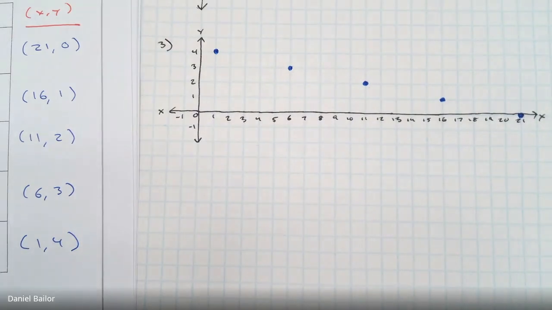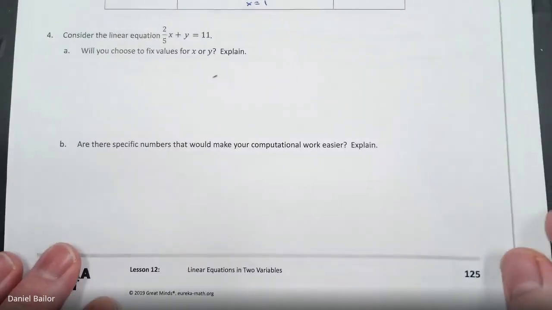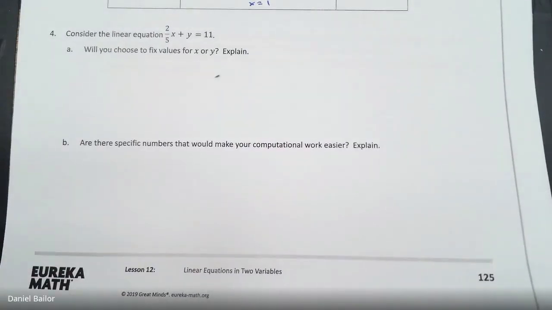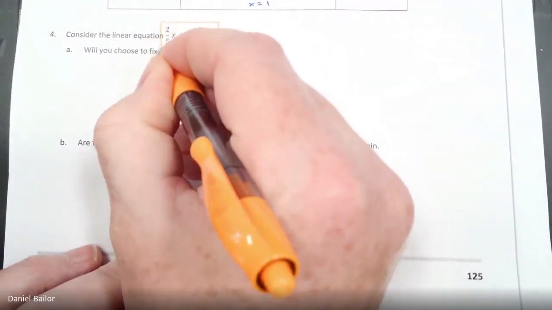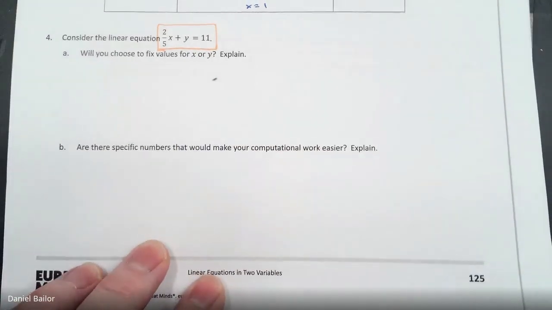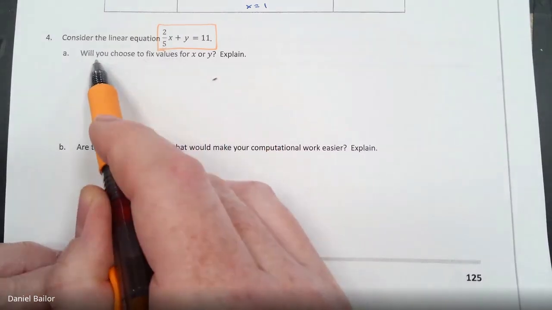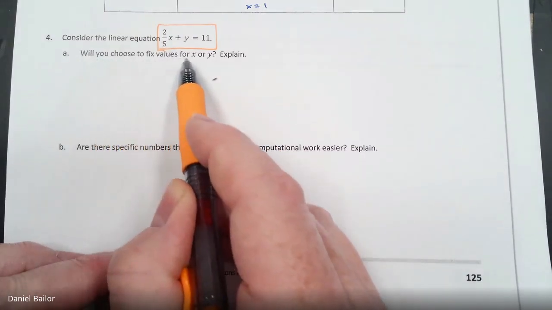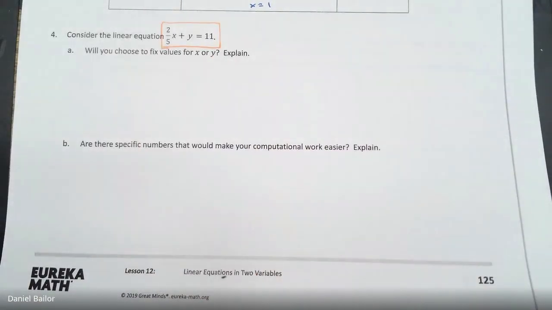This is working well so far. Let's keep going with number 4 on page 125, and you're going to see that they're throwing a fraction at you to trick you. Consider the linear equation 2/5 x plus y equals 11. Now, just like what we talked about with number 3, looking at the coefficients, you see we have a fraction coefficient, 2/5. And it says, will you choose to fix values for x or y? So are we going to pick to fix values for x or y this time?